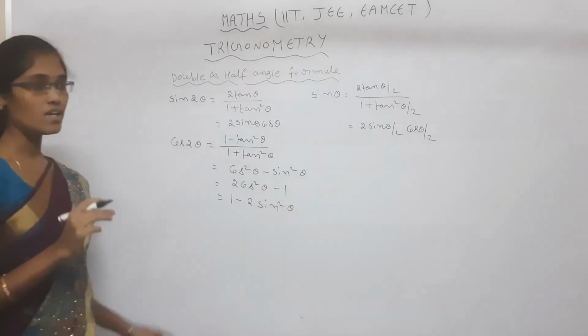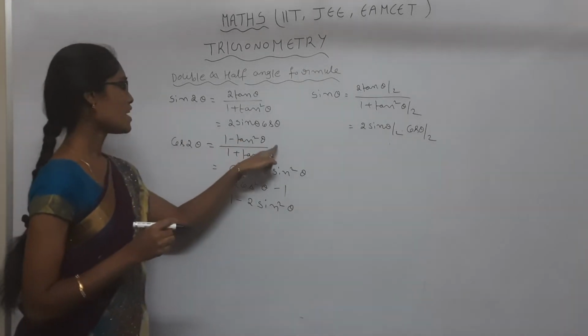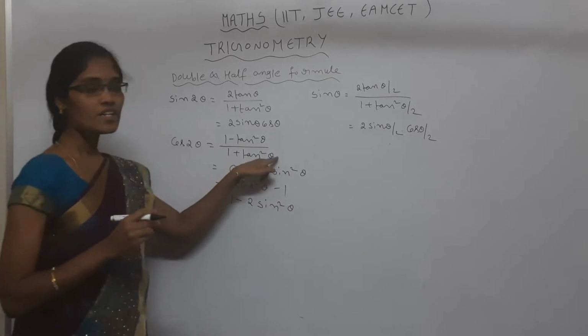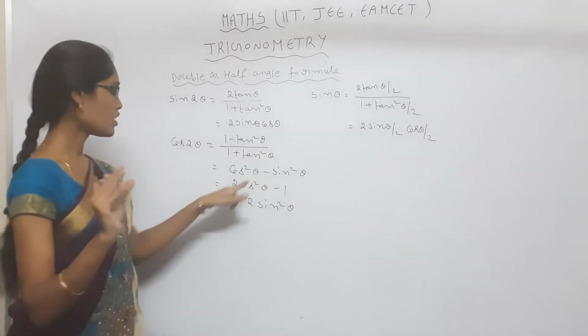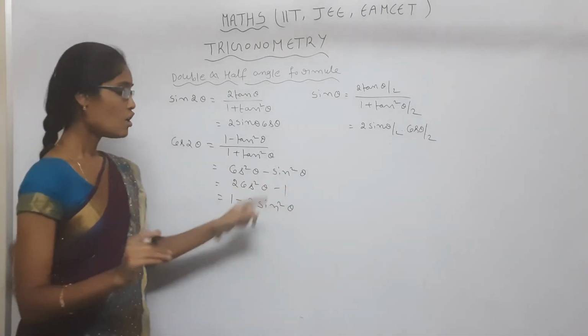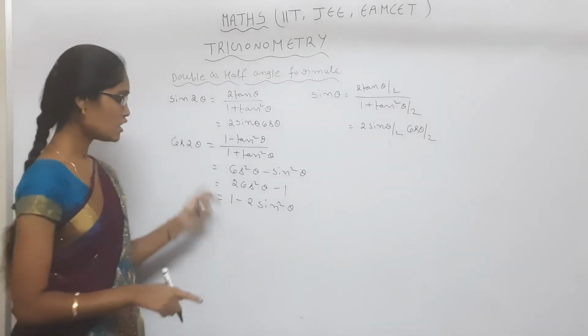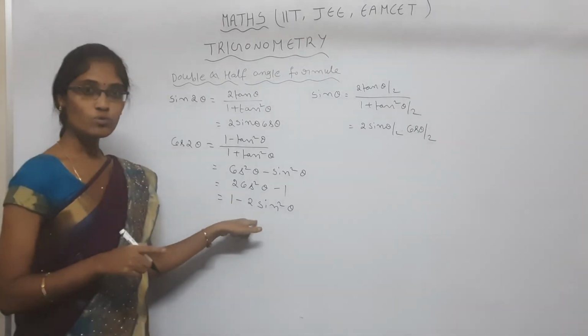See the cos formulas carefully. Cos 2 theta is equal to 1 minus tan square theta by 1 plus tan square theta in terms of tan. In terms of sin and cos, cos square theta minus sin square theta. Only in terms of cos, 2 cos square theta minus 1. In terms of sin, 1 minus 2 sin square theta.